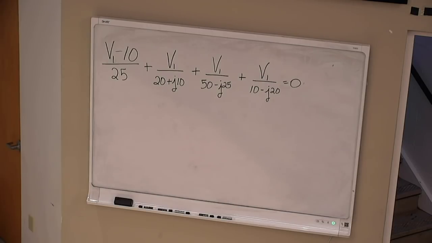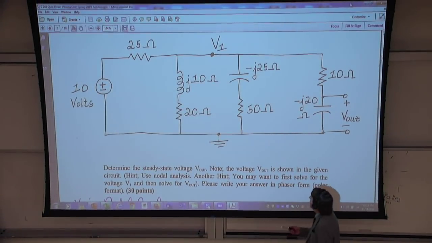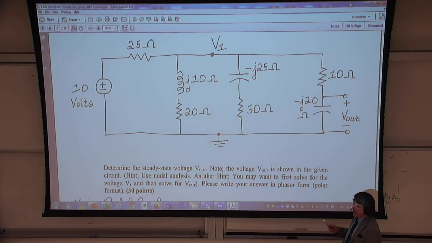Will, for your last term, V1 over 10 minus J20, could you write instead V1 minus V out over 10? You can. If I go back to the screen, Will is saying, can I write it as V1 minus V out over 10? Yes. But then, Will, I'll have to write another equation for V out. So in the hint, I was saying first solve for V1. I was trying to tell you, nothing wrong with what you said, Will.